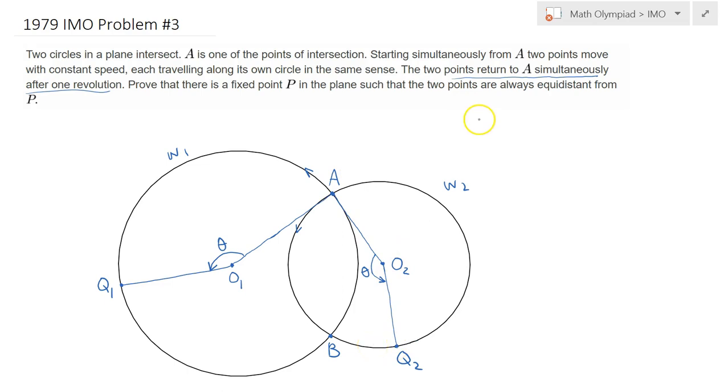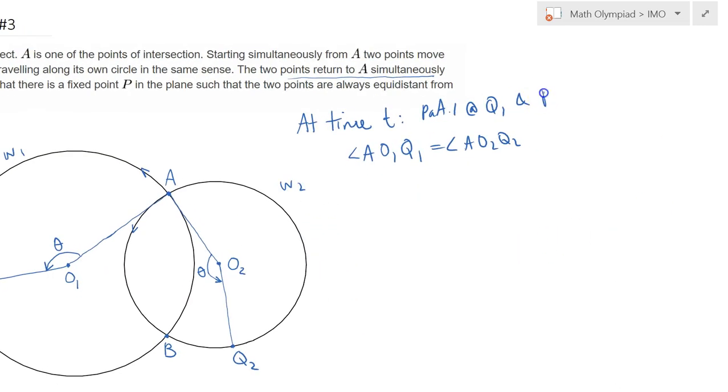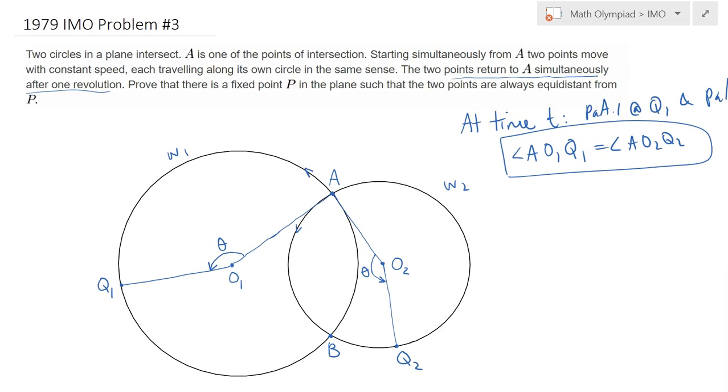So at each time, let's write that at time t, we have angle AO1Q1 equal to angle AO2Q2. So at time t, we have particle 1 at Q1 and similarly particle 2 at Q2, such that this holds. Okay, then the question is asking for this stuff.